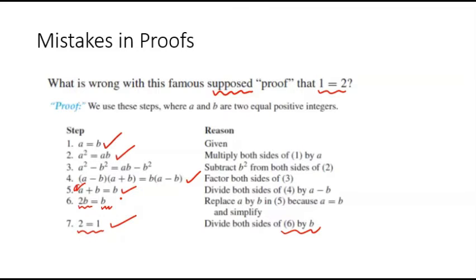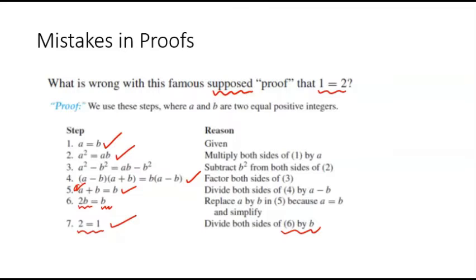Of course we all know that 1 can't be equal to 2. This is a fallacious argument somewhere. So you have to identify in which step the mistake has been made, or at which stage the mistake is happening in this proof, right? I would suggest you pause the video and identify the mistake.